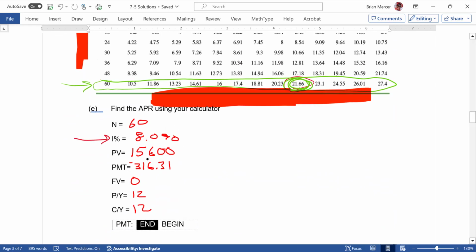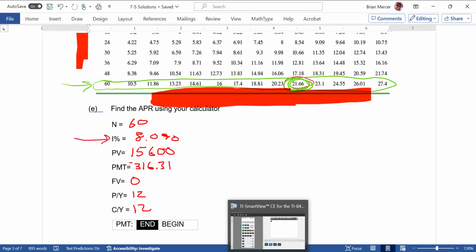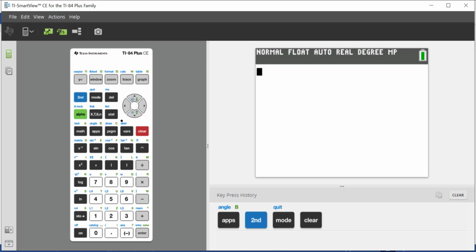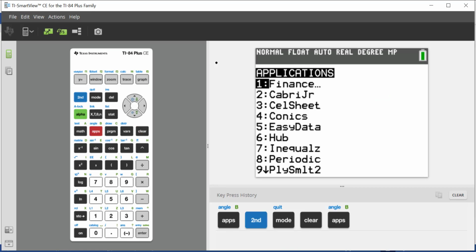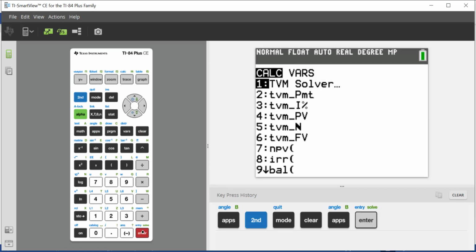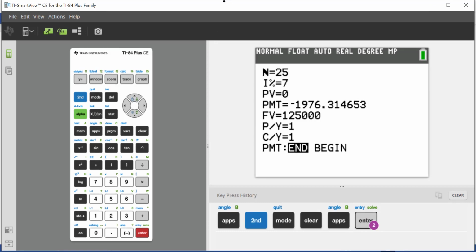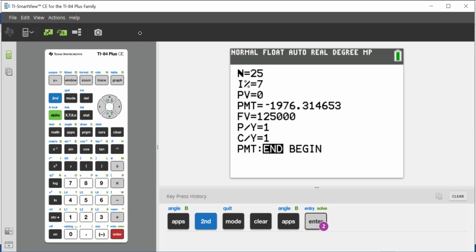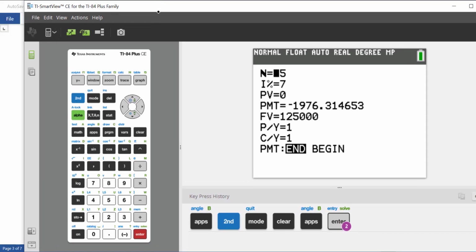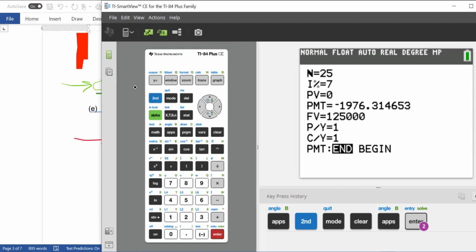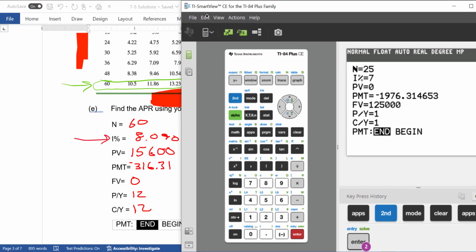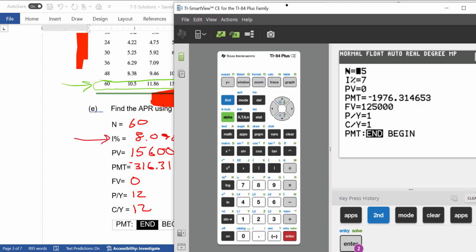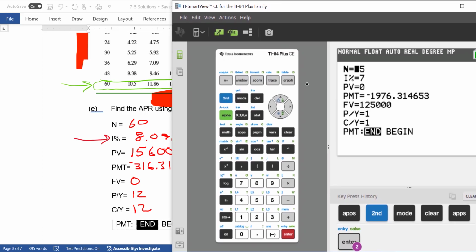and I'll show you this example live on the calculator just so you see it. So we press the apps button, we press button 1 for finance, we select option 1, this TVM solver, so I'm just going to press enter or option 1. And so then we go through, and I will scoot this over so we can see it. There, that's good enough. So then we go through and say n is 60.